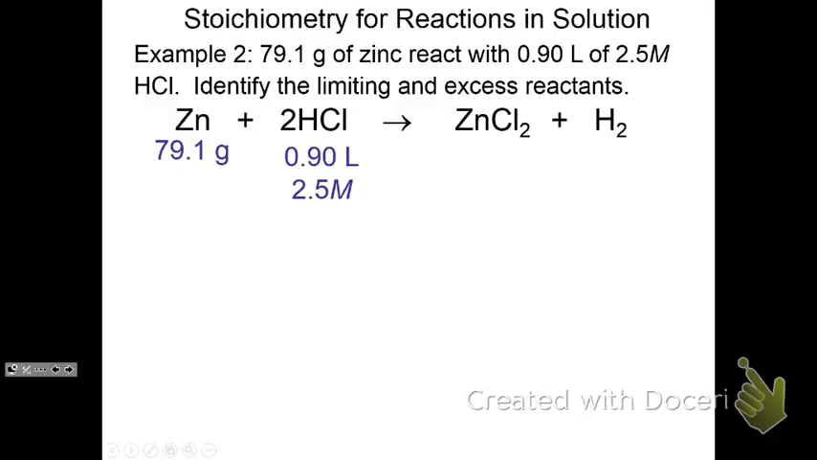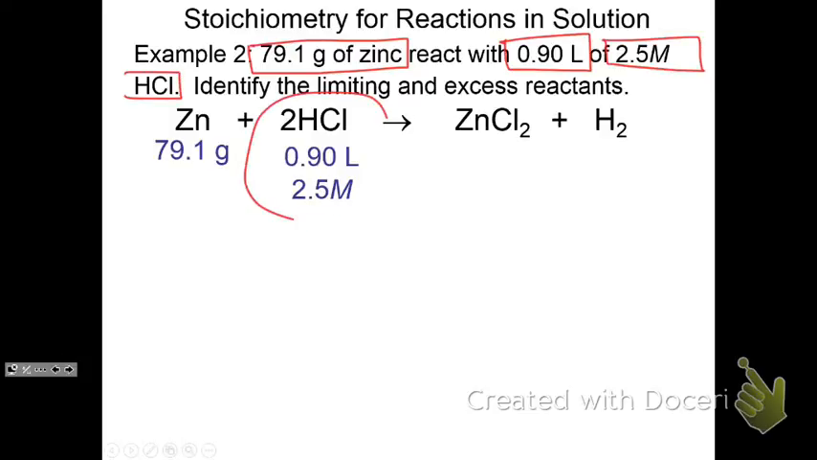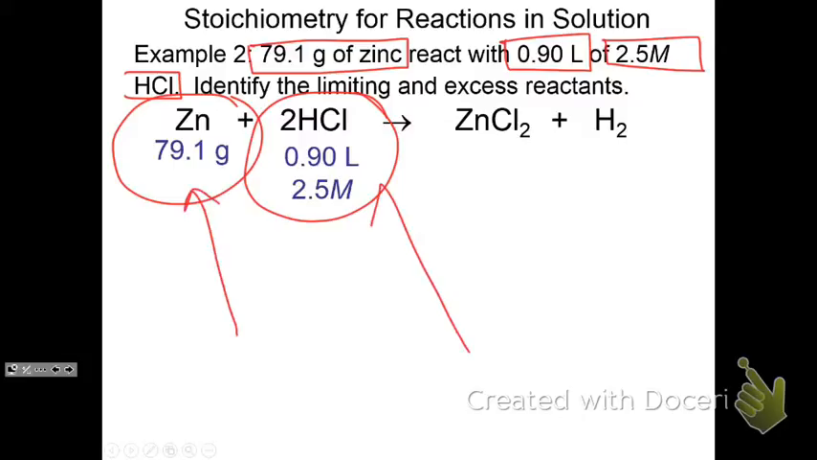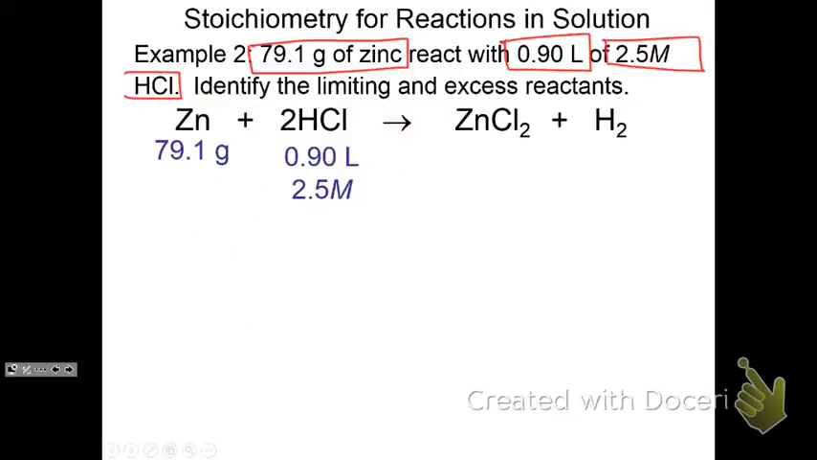And then what I like to do is just read through the problem and almost box in the information that's given to me. And then I like to pull that information and put it down right underneath the chemical equation. So I'm given just a small amount of information about zinc and then a couple of things about this HCl here. So let me clear all that off.